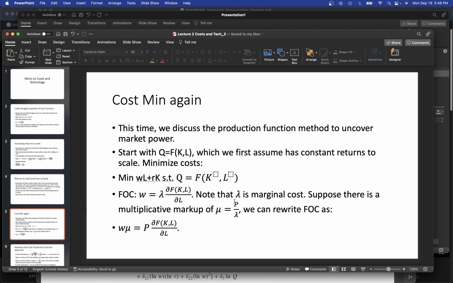W mu equals price times the marginal product of labor. And as you can see here, if mu is equal to 1, then price equals marginal cost, and that just brings you back to here, right? In that case, it's the same thing. If mu is greater than 1 under market power, because price is greater than marginal cost, then W times something that's greater than 1 instead of 1 equals price times the marginal product of labor.